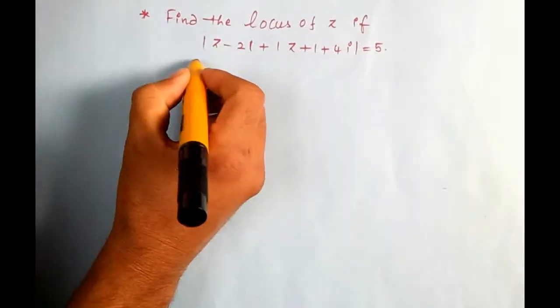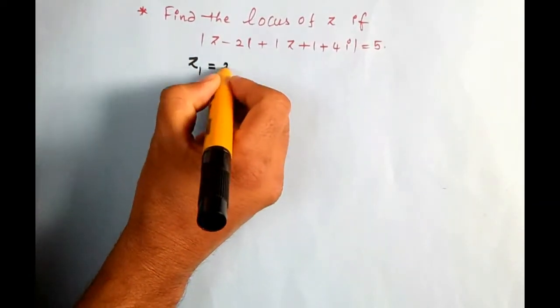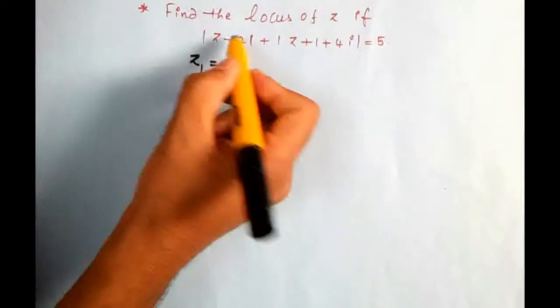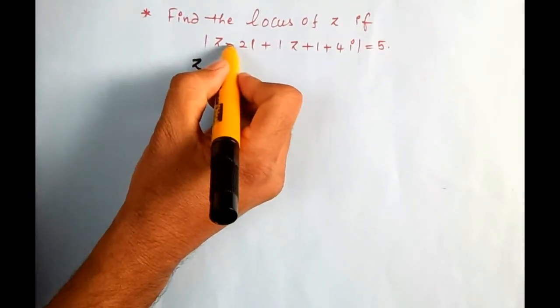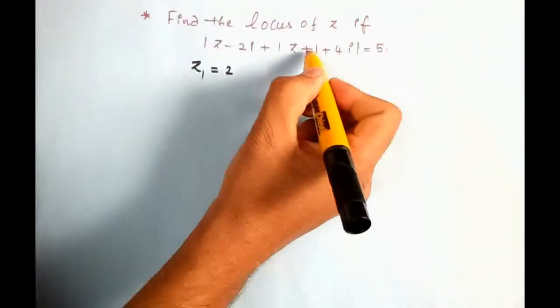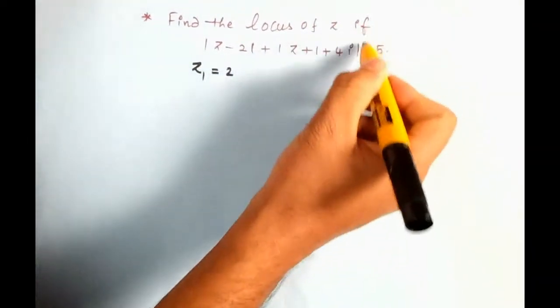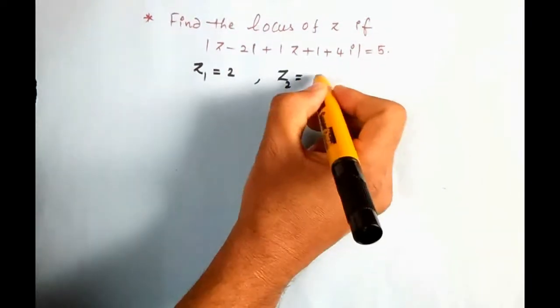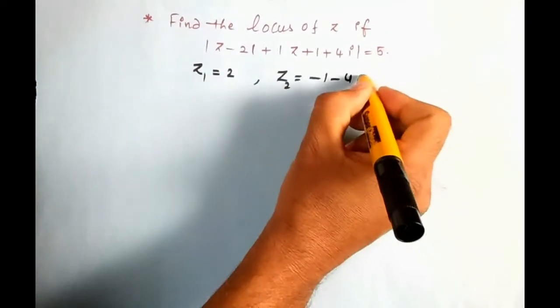Now here what is z1? Z1 equals 2. So be careful while you are selecting Z1 and Z2. It should be after the minus. So here it's clearly minus in between, therefore Z1 equals 2. But here we have plus, so we have to write minus of. So whenever you write minus of, Z2 will be minus 1 minus 4i.